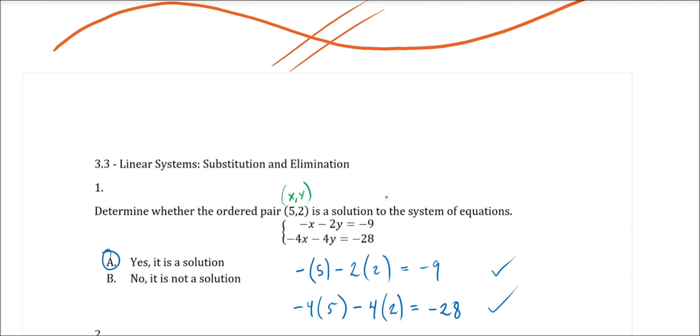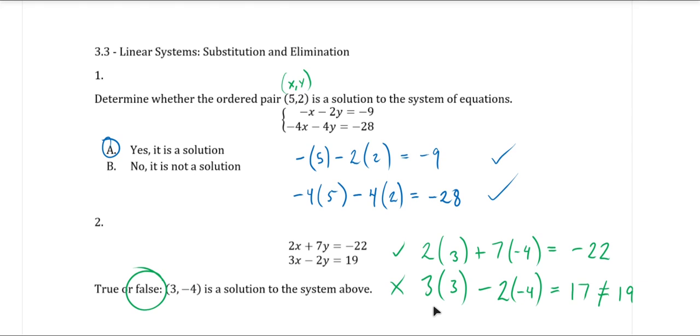For example, if I plug in x and y to the first equation, I'll get -9, which is what it prescribes. And likewise, if I plug in 5 and 2 into these x and y's, I also get -28 when I evaluate. That means this is a solution to the system. It is a single xy pair that satisfies, or makes true, both equations.